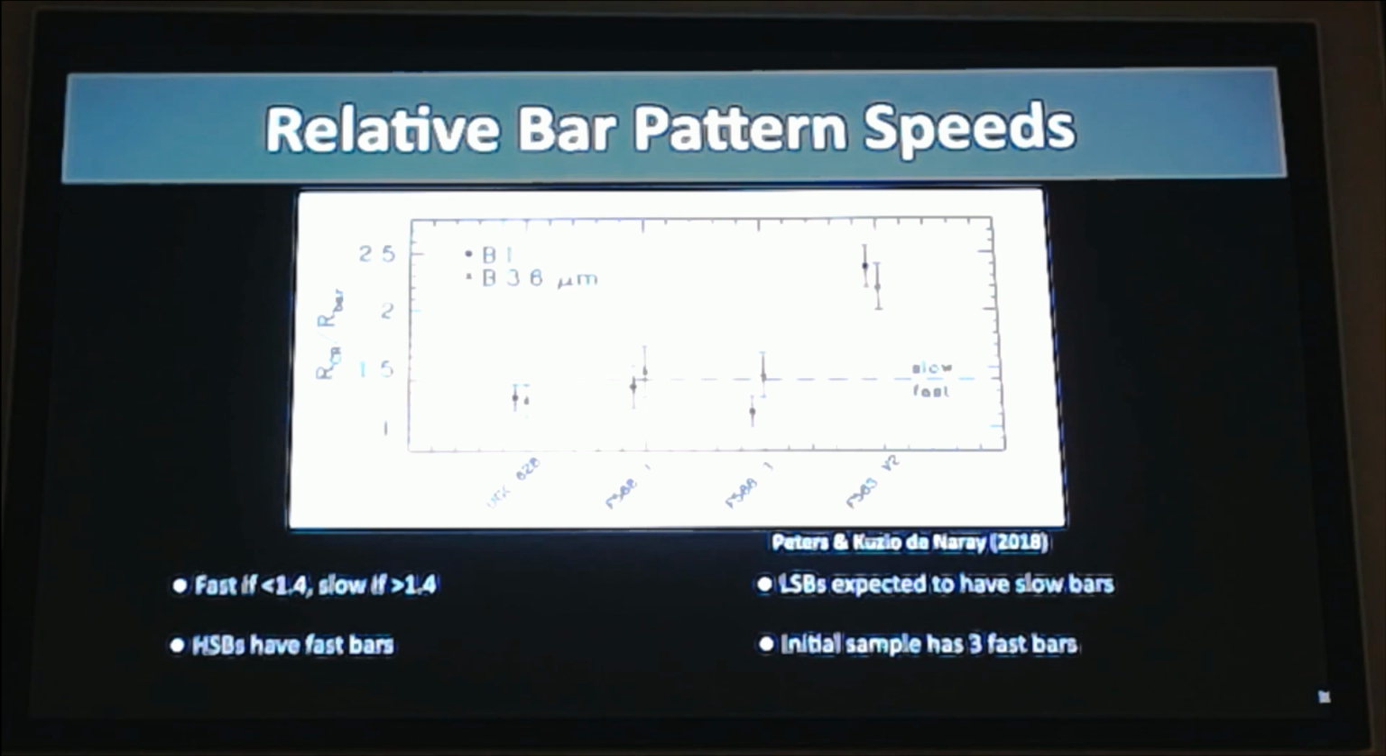And not only just for that, for our initial study, we found that 3 out of 4 LSBs were host to fast bars. High surface brightness galaxies are expected and known to, by and large, have fast bars, but LSBs are expected to have slow bars because they're supposed to be slowed down by their dark matter halos from dynamical friction. Instead, we find only one has a very slow bar up here.